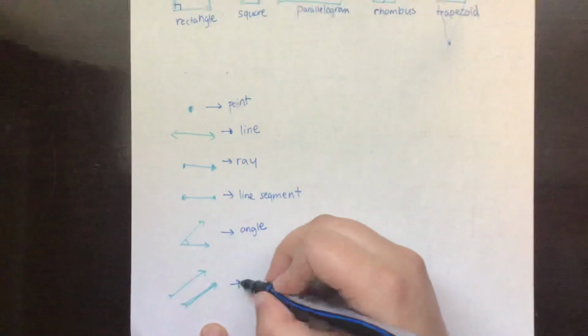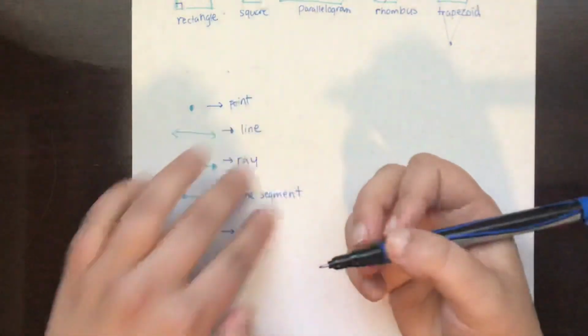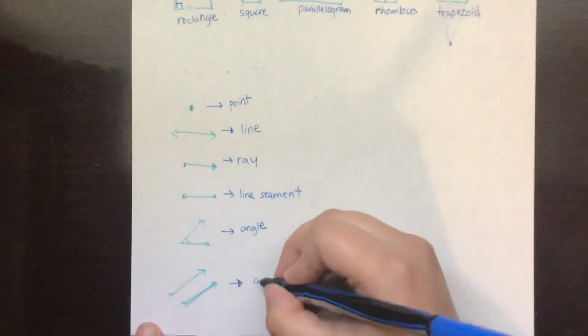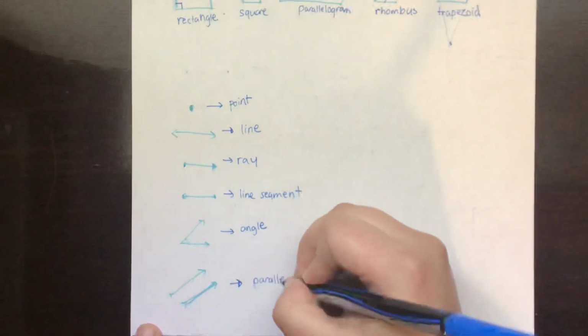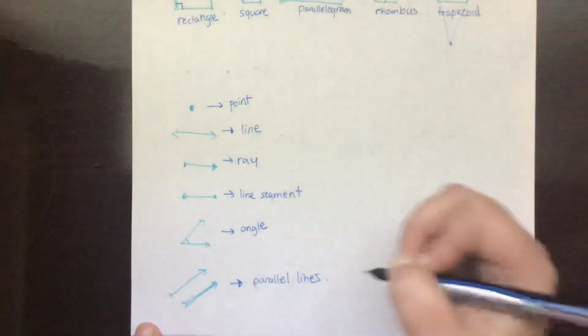And finally, we have 2 lines that are the same distance away. They'll never, ever, ever meet. Another fancy word for that is parallel lines. A lot of our shapes have parallel lines in them.